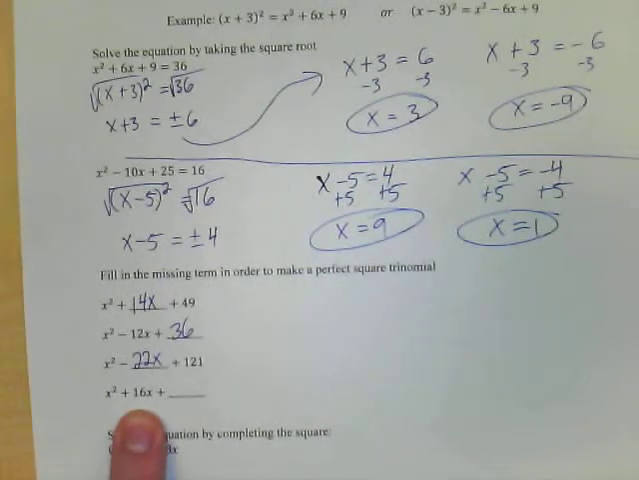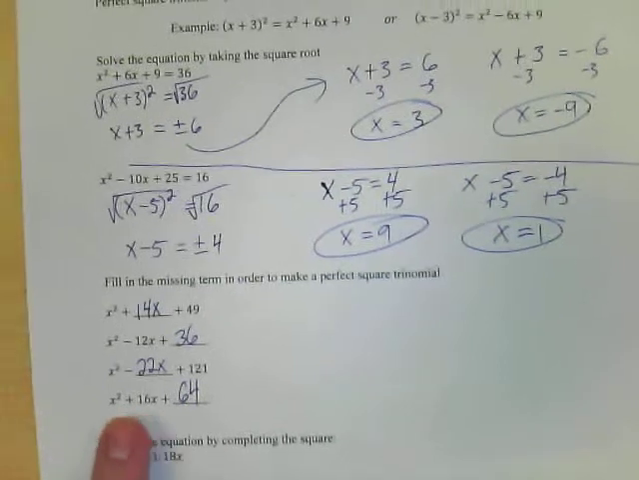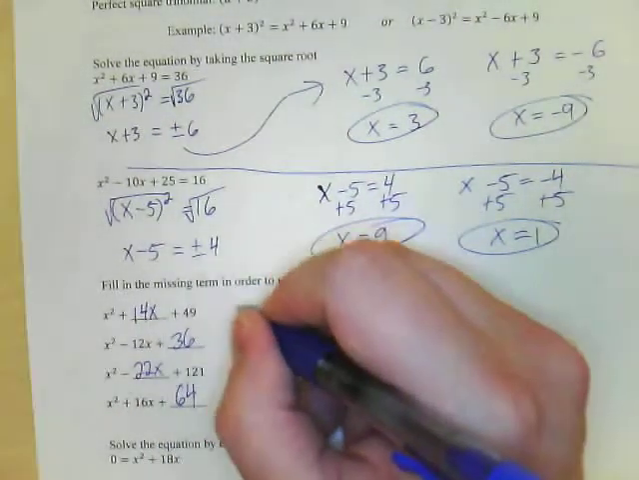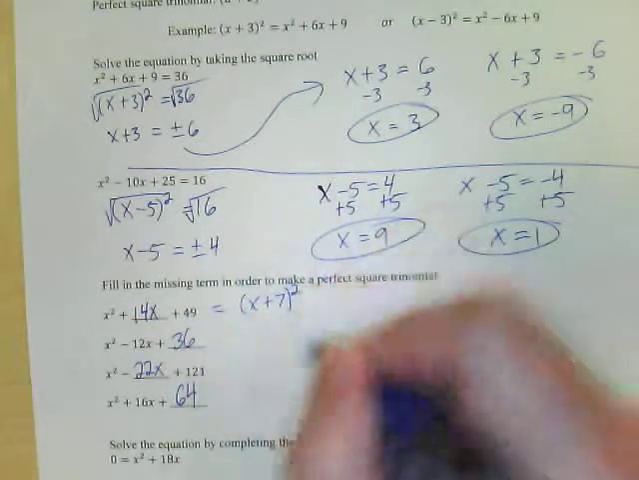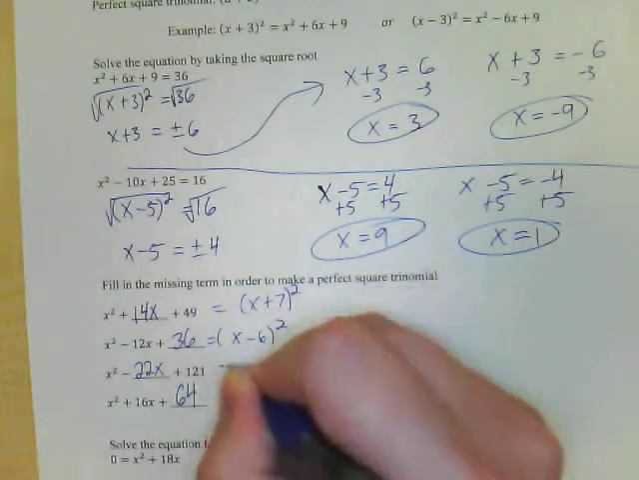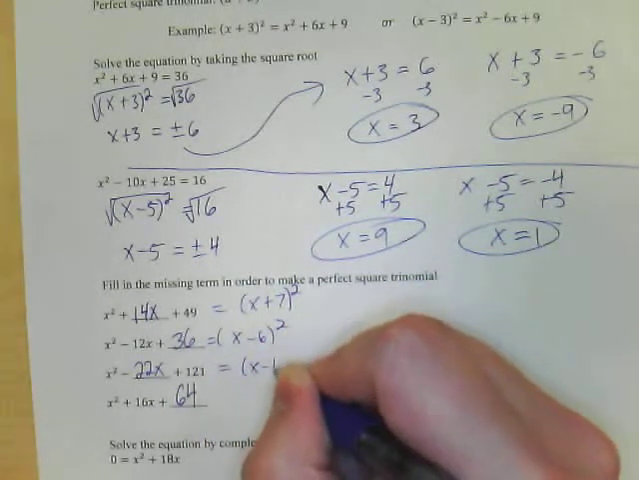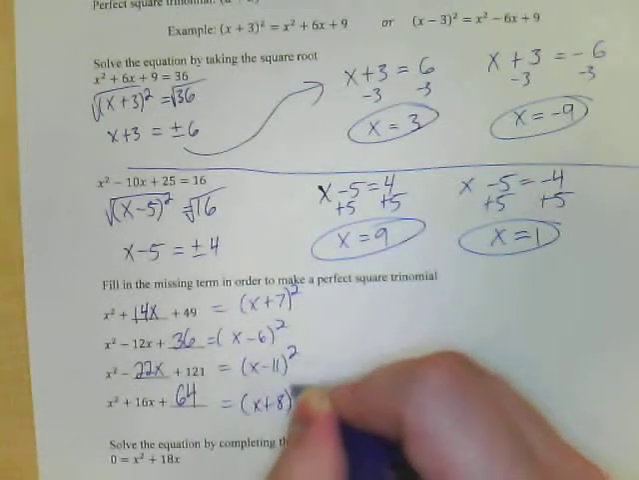Last one here, x squared plus 16x. Well, cut that in half, we get 8, square that, and we get 64. If we wanted the factorizations of these, so this one would be (x plus 7) squared. This one would be (x minus 6) squared. This one would be (x minus 11) squared. And this one would be (x plus 8) squared.